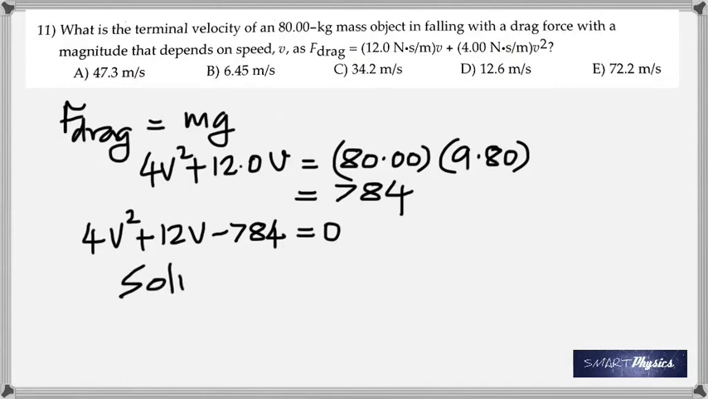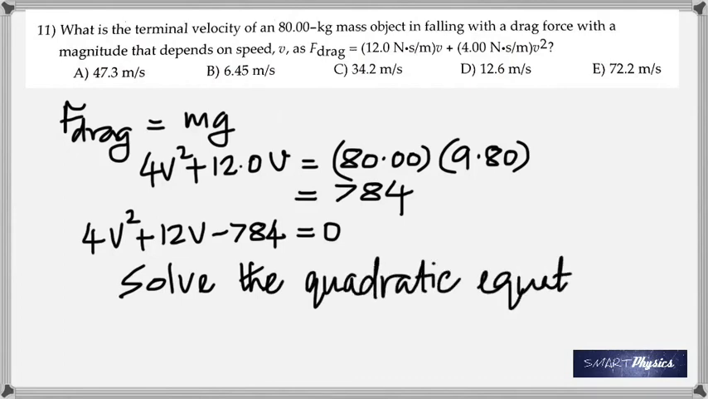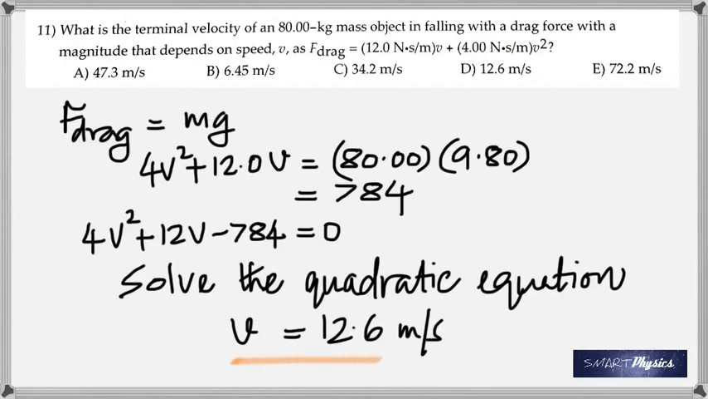When you solve the quadratic equation, which I'm not showing here, you can solve it using a calculator on the exam. That's not a problem if you know how to do it. When you solve it, you get the velocity as 12.6 meter per second.